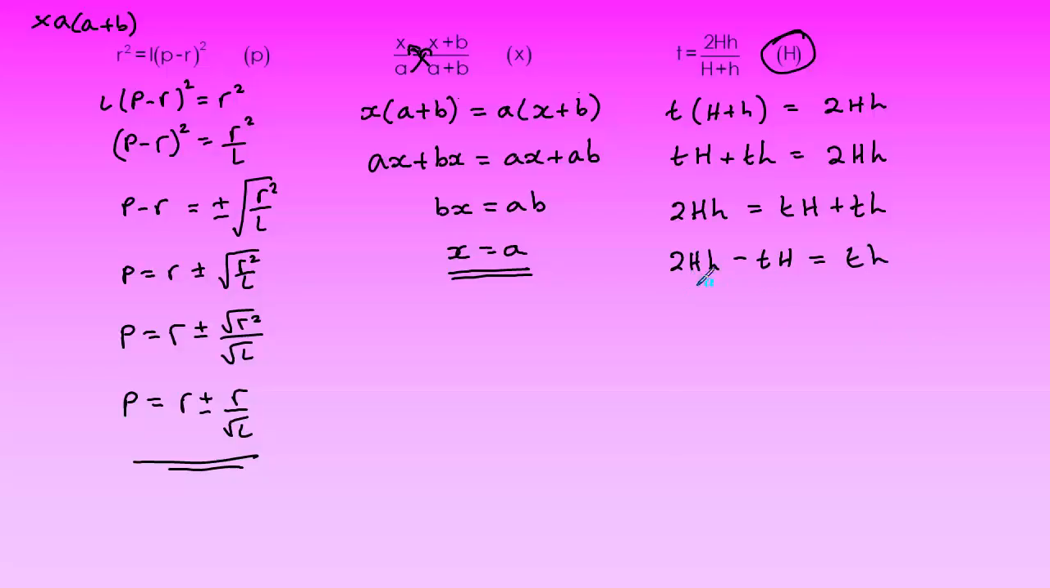Now we want big H on its own, capital H on its own, so we could factorize here. And that would give us H times 2h minus t is equal to th. Now remember, this is H multiplied by this bracket. Do the opposite. Divide both sides by the bracket. And we end up with th over 2h minus t.